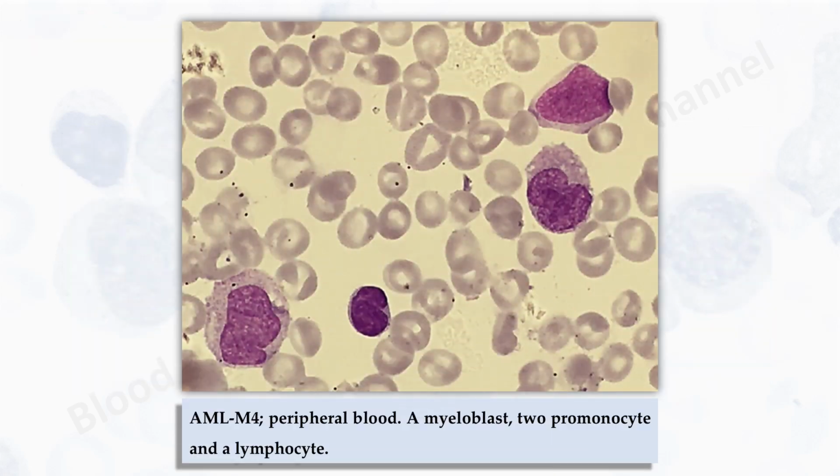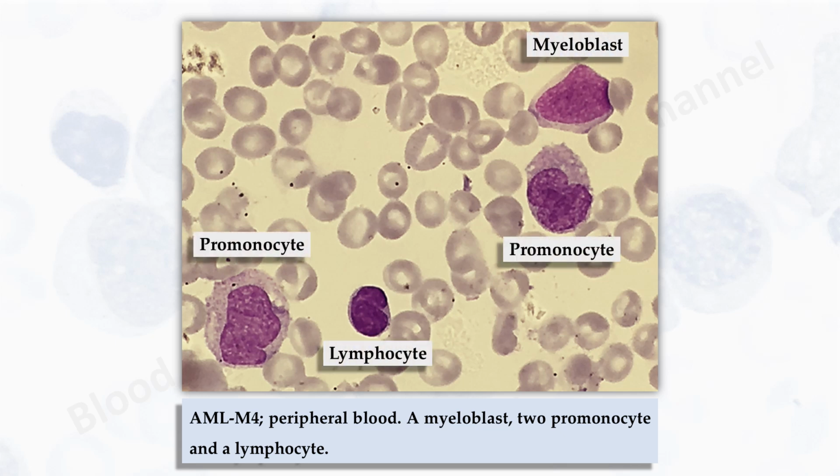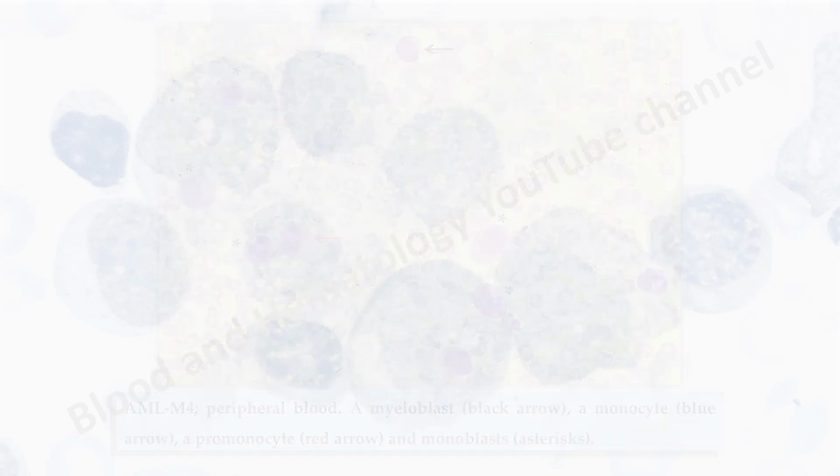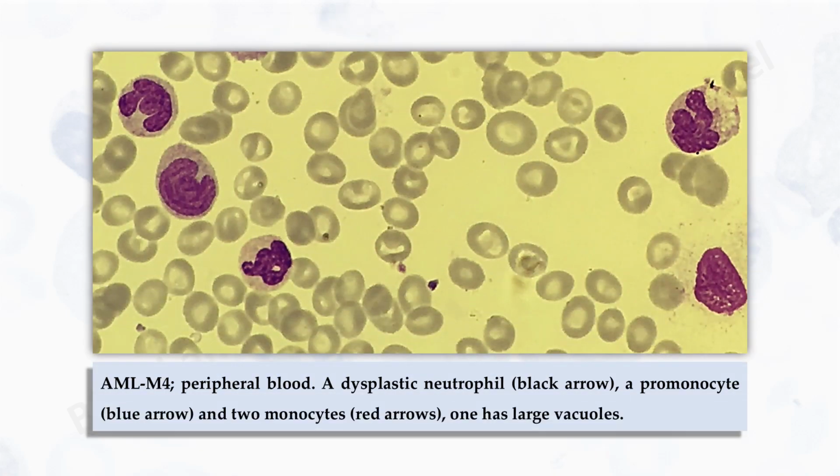Peripheral blood film of a patient with AML-M4 showing a myeloblast, 2 promonocytes and a lymphocyte. Peripheral blood film of a patient with AML-M4 showing a myeloblast, a monocyte, a promonocyte and monoblasts. Peripheral blood film of a patient with AML-M4 showing a dysplastic neutrophil, a promonocyte, and 2 monocytes. One has large vacuoles.